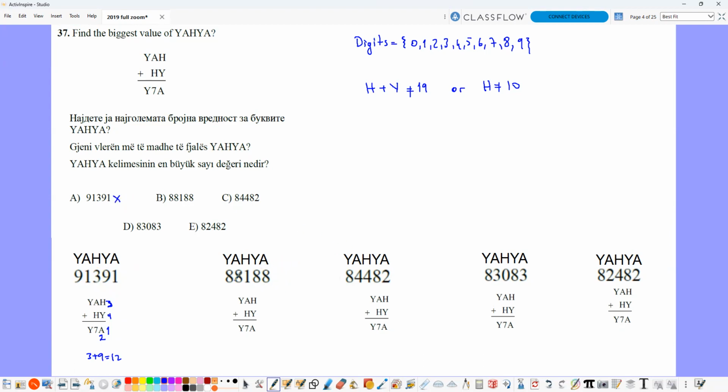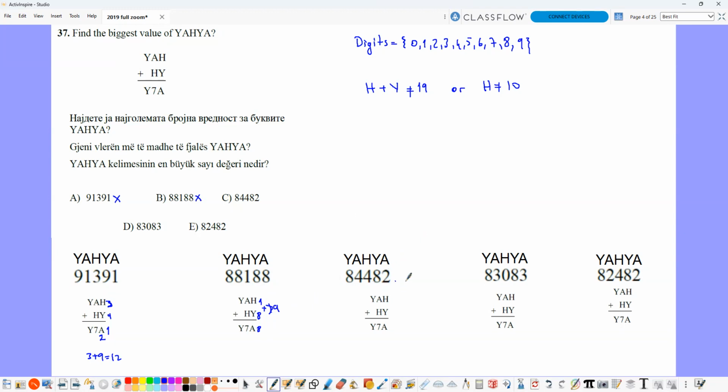If here it is 88, 188, what is it? It means that a is equal to 8, y is equal to 8, h is equal to 1, which is not possible again because 1 plus 8 should be equal to 9. You know that one. It should be equal to 9, but here the value says a is equal to 8. So this is also not our solution.